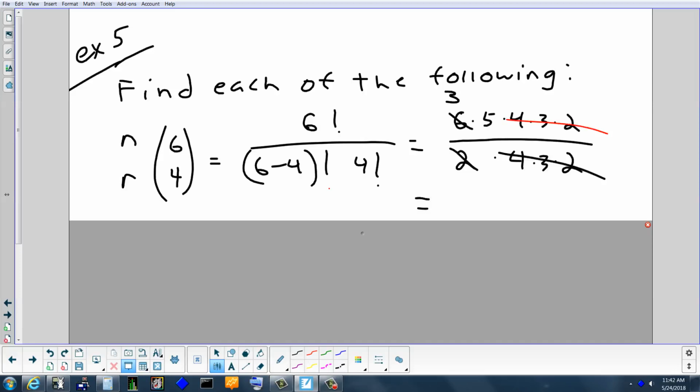So what's the answer to 6 choose 4? Yeah, 15. And if you look at our Pascal's triangle, I think we did that out up to the 6th row, look at the number in the 4th column. It should be 15.